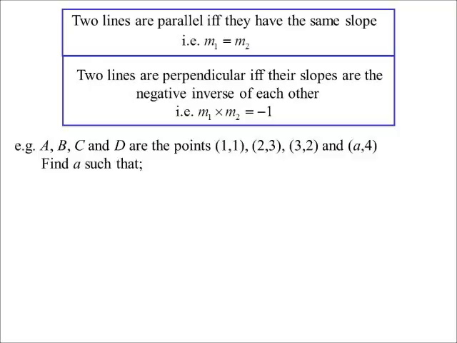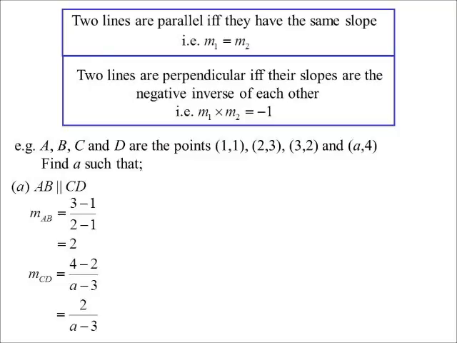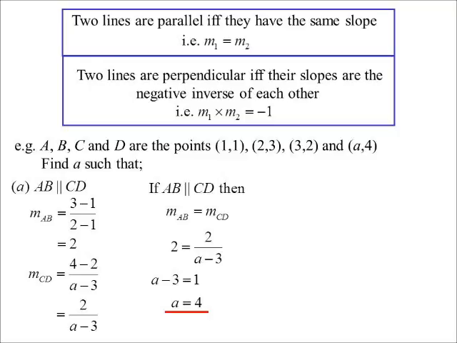All right, here's a common sort of question. So A, B, C and D, we've got 4 points there, but you'll notice the x-coordinate in the fourth one is missing. We've got to find the missing coordinate such that AB is parallel to CD. It's all right, AB is parallel to CD, so we know their slopes are equal. We can work out slope AB, it's 2. Slope CD would be 2 on A minus 3, but we can conclude, well, hang on, if they're parallel, their slopes are equal, so therefore we solve that little equation and we get that A is 4.